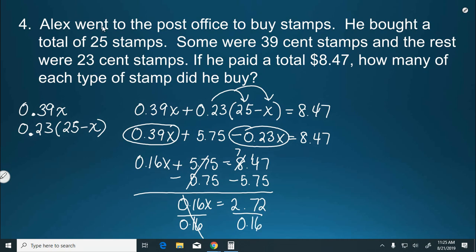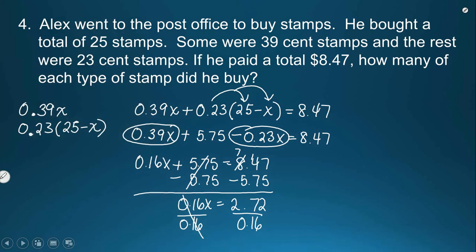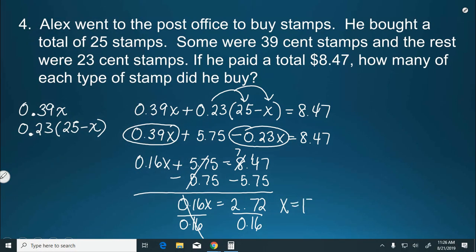And again, I don't know that math off the top of my head. And the goal here is just to get x. So we do 2.72 divided by 0.16. And we get 17. So x equals 17. Therefore, there are 17 39-cent stamps, and 25 minus 17 is 8 23-cent stamps. So you can see how our coin and stamp problems are very, very similar to each other.